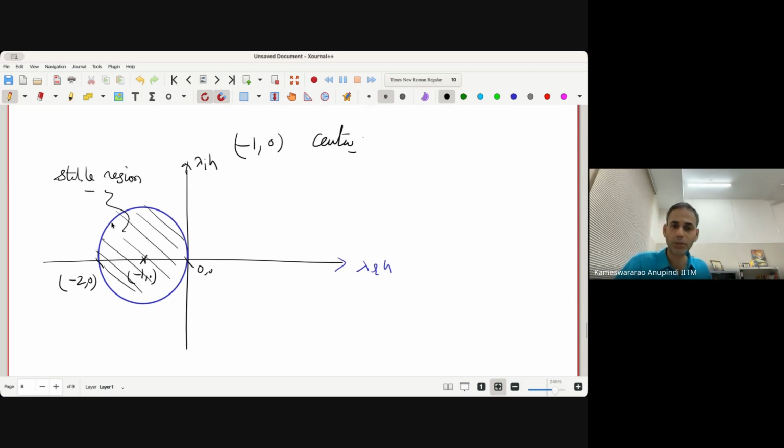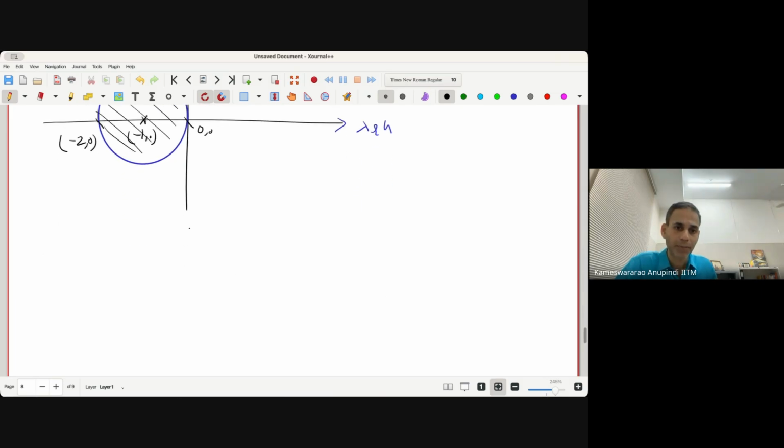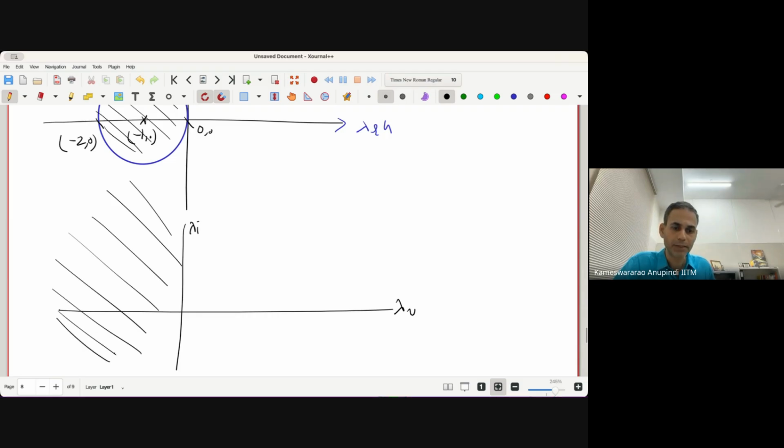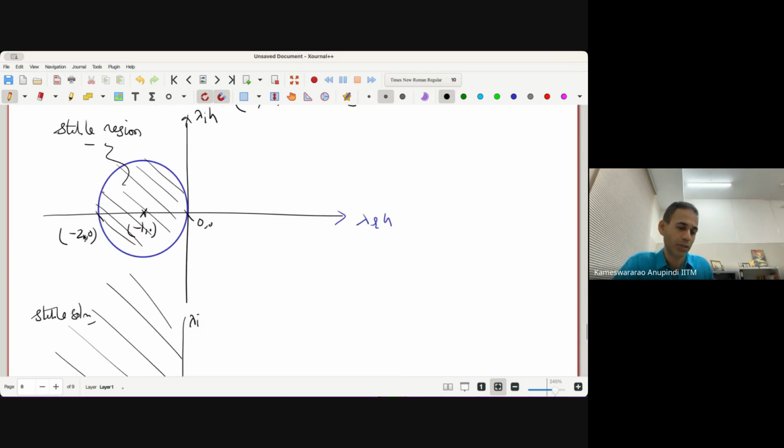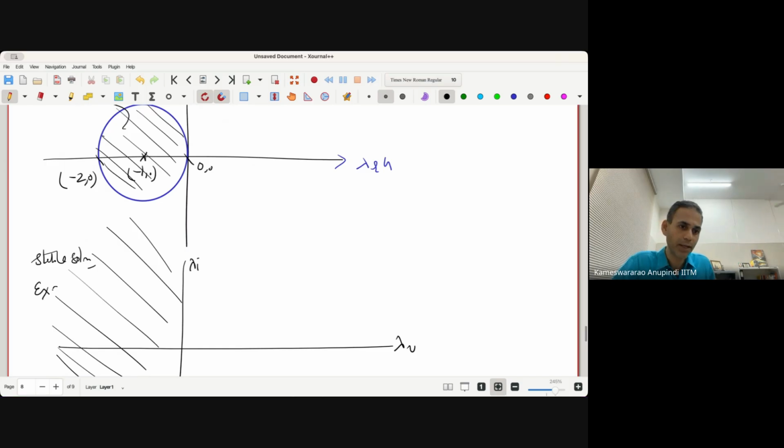In the exact solution, what we said is that when we had lambda r and lambda I, the entire negative axis is our stable solution, right? So this is for the exact analytical solution. That means you are able to find the exact solution if your lambda r is less than or equal to 0, irrespective of whatever is the lambda I.